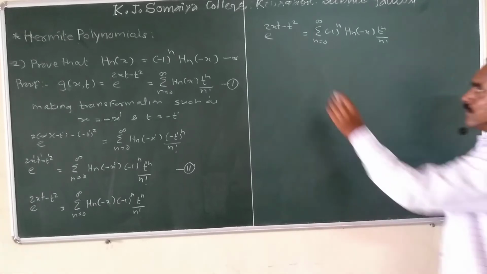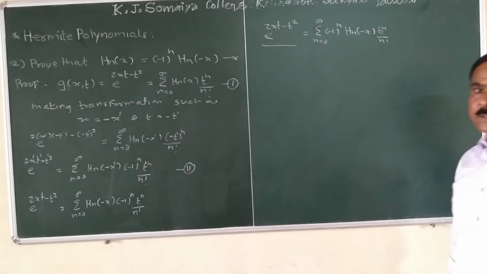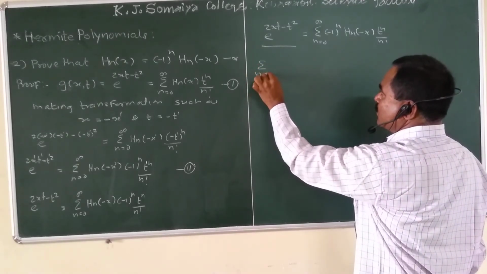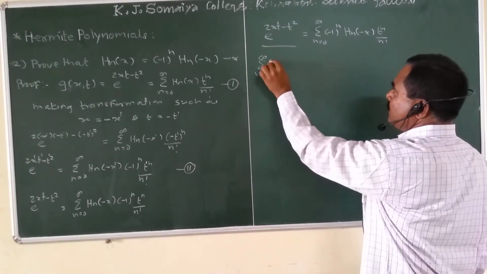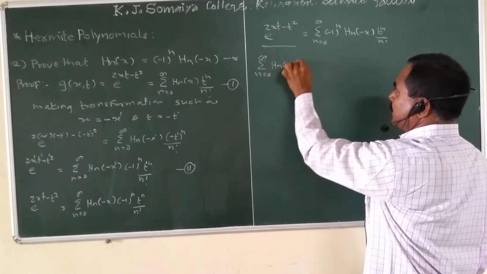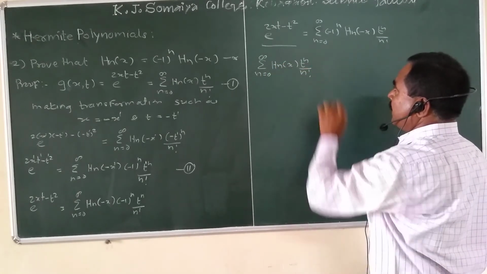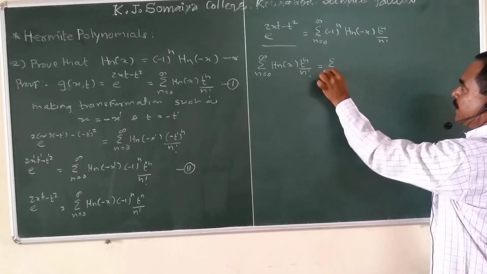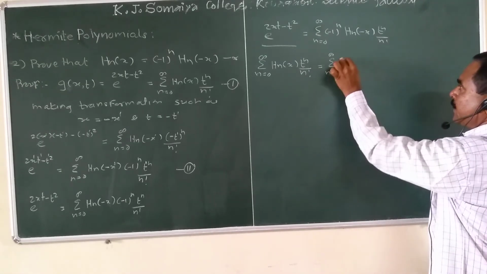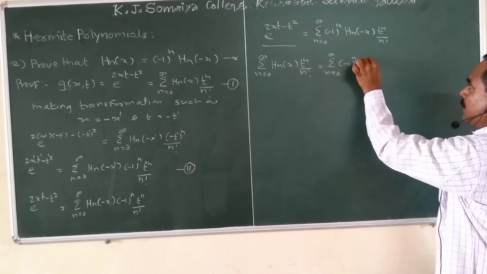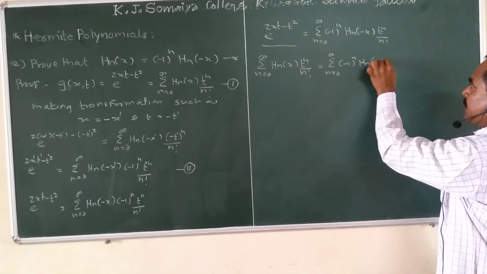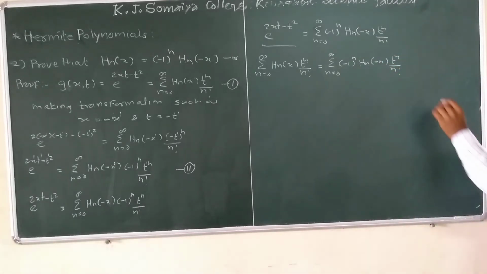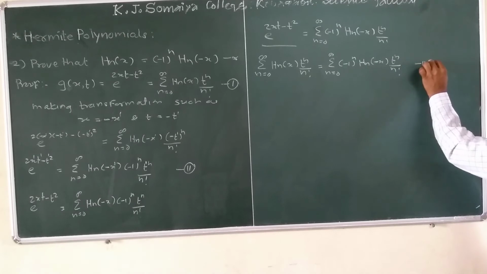So here we substitute the power series: summation n from 0 to infinity H_n of x t raised to n upon n factorial equal to summation n from 0 to infinity minus 1 raised to n H_n of minus x t raised to n upon n factorial. So this is equation number 3.